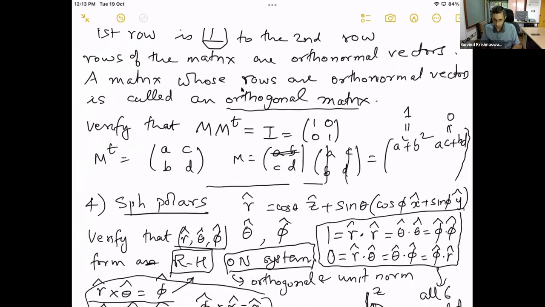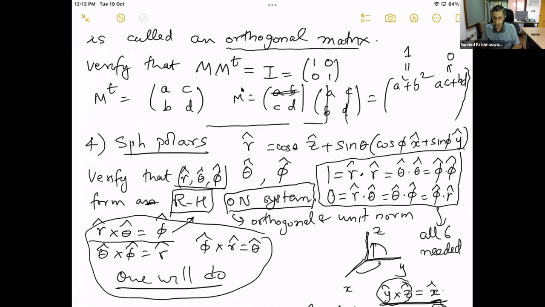Okay, you want to formulate, you want to encode some of these conditions through a matrix. Yes, you can do that. You can form a matrix whose entries are the components of r hat, theta hat, phi hat, and formulate these conditions in terms of that matrix. That's right. You're quite right. Is that what you meant? Yes, exactly. Yes, indeed.